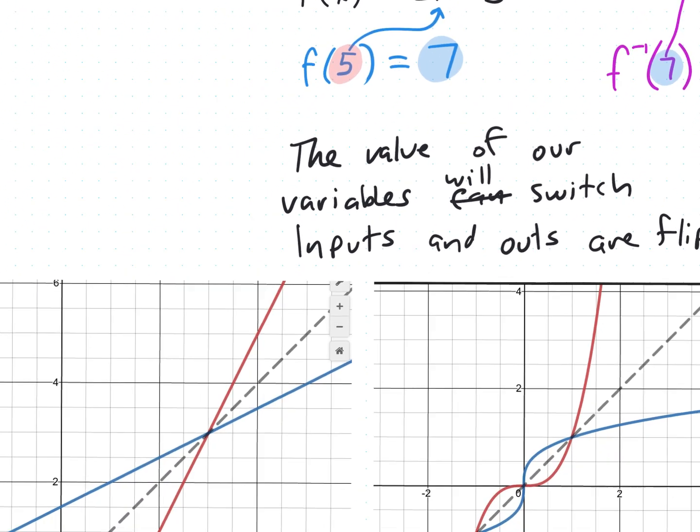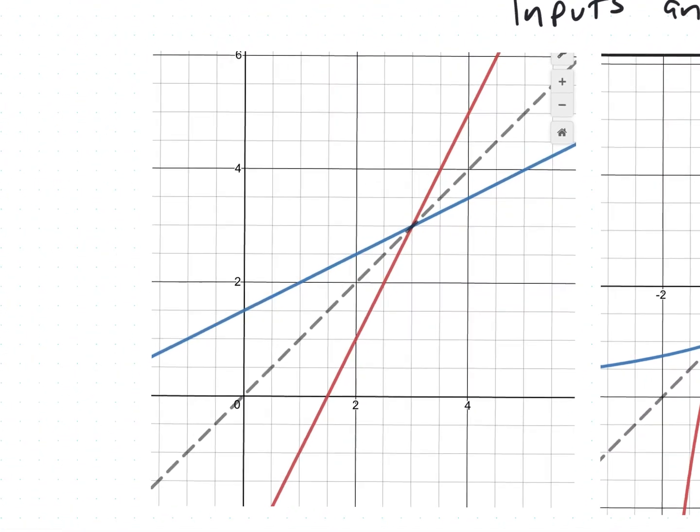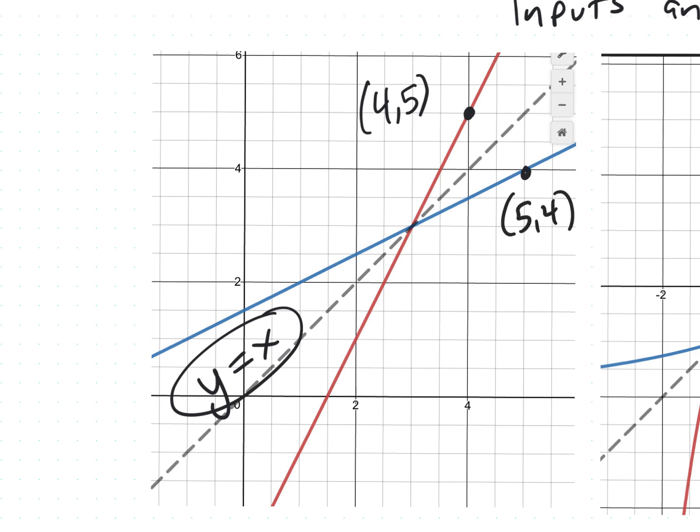There are some other features. One important one: these are the two functions that we have up above, and what we see there is that they are symmetric about a specific line. This line is y equals x. Similar to what we saw up above, if I were to pick a specific point, I'll use my red graph here, this point has the coordinates 4, 5. Well, on the other graph, the point 5, 4 is included. And again, just like we saw above, inputs become outputs, outputs become inputs.